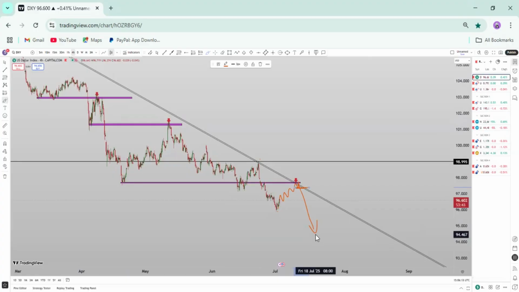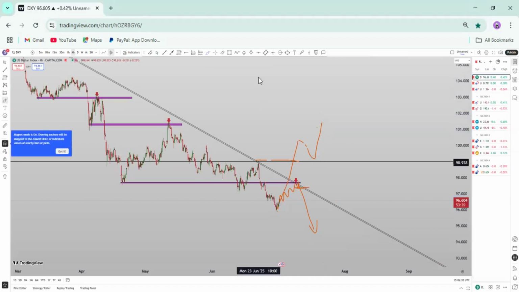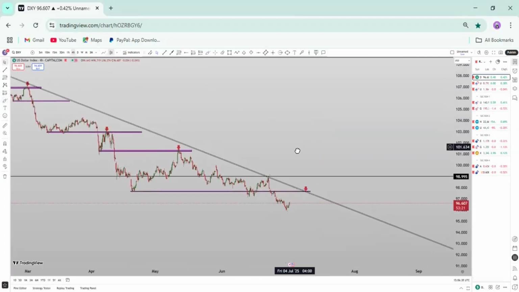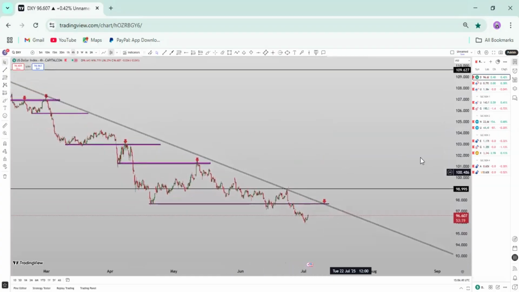Or if the market decides to change direction, what I will want to see is the market break this line around here, then retest it about here, then I will take this trade to the upside, or I will know that the market has changed direction. So as we all know, DXY is on a downtrend.